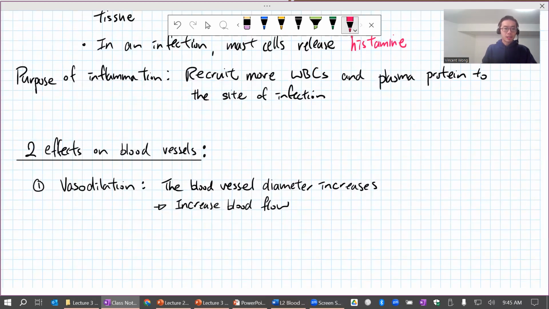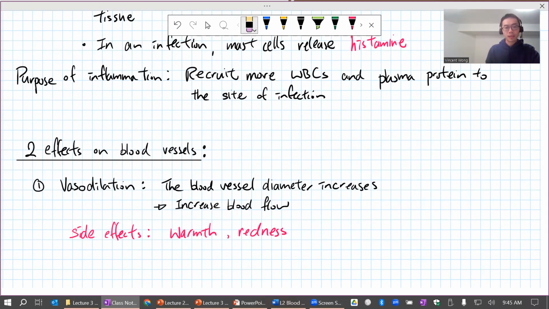But then there are some unwanted side effects. Because we have more blood flowing, the side effect of that, well, not side effect, but let's just call them side effects. The side effects are warmth. Because with more blood flow, it's going to bring heat, right? So warmth and redness. Okay, so both warmth and redness are caused by the increased blood flow.